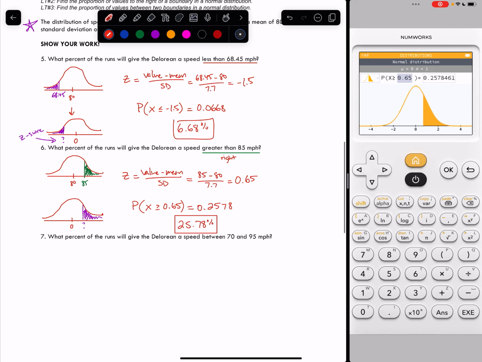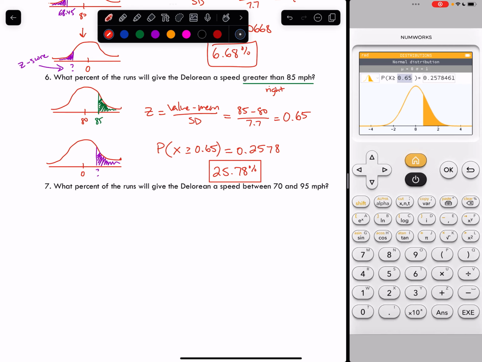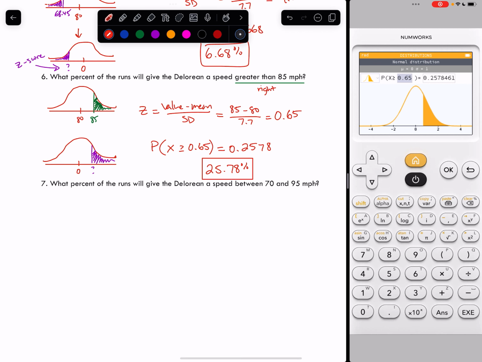Okay, so if you want to try number 7, you can go ahead and pause the video for a minute and see if you can figure out number 7 on your own. I'll pause for a couple of seconds before I start, but see if you can give it a try. Again, recognize we're now doing the between, so we're going to have to make sure we also fix that on our calculator. Okay, so if you want to try it on your own, pause it for a couple minutes, try it, and then come back and finish the video.